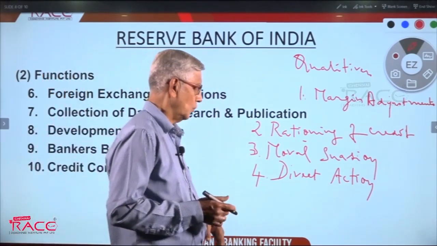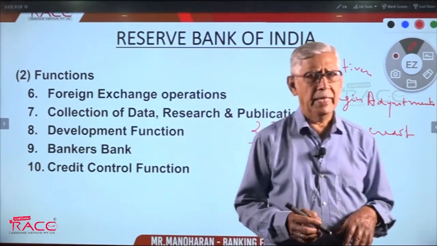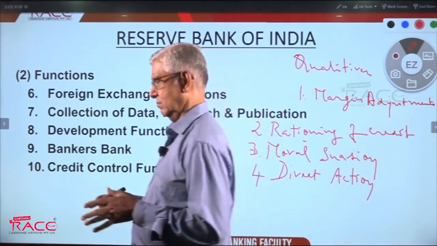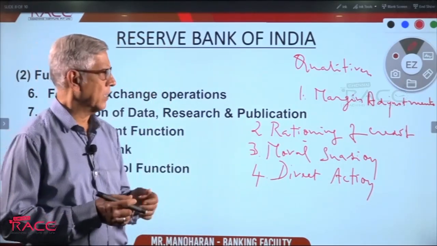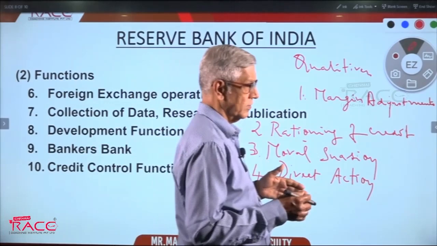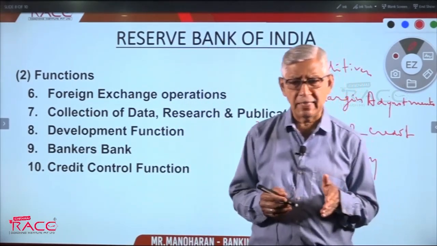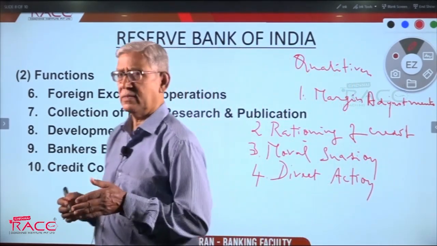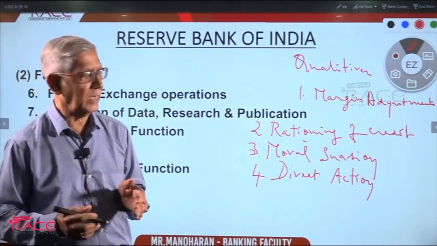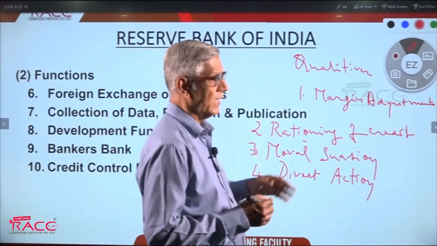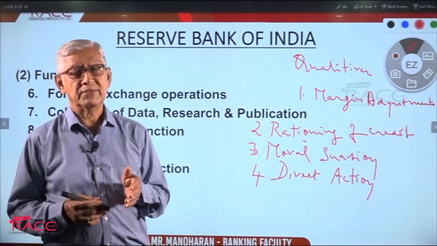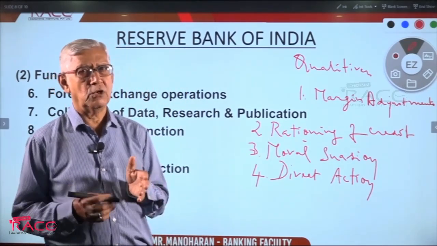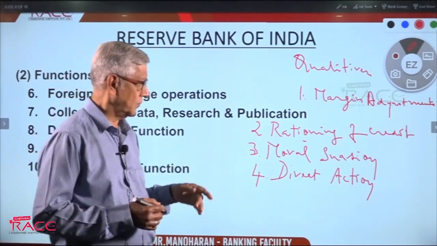Then moral suasion. There is no regulation, rule or law, but RBI periodically holds meetings with chief executives of banks and advises them what is desirable for the economy. Morally they persuade them, okay, give loans to priority sector, like education loans. So that is called moral suasion.